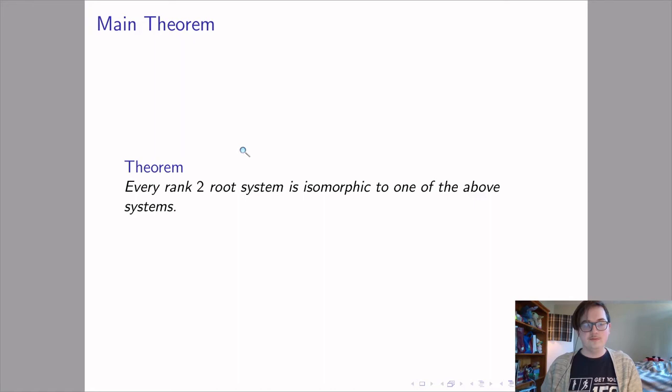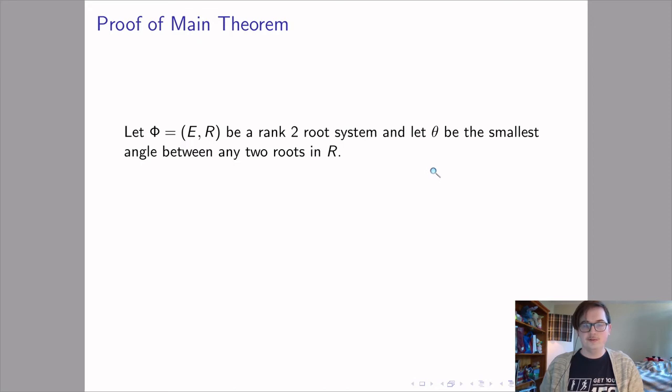So based on that, we'll get our theorem. So every rank 2 root system is going to be isomorphic to one of those 4 above systems. Okay, so we'll run through the proof, and it's going to basically just follow from our proposition eventually. So let's take phi equal to ER be a rank 2 root system, and we'll let theta be the smallest angle between any 2 roots in R.